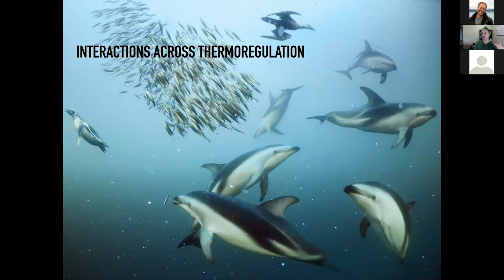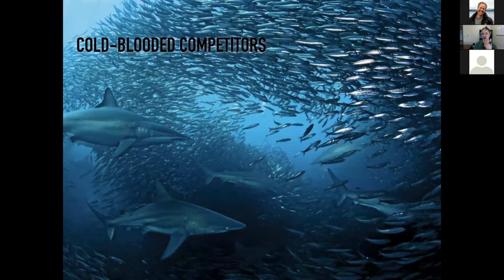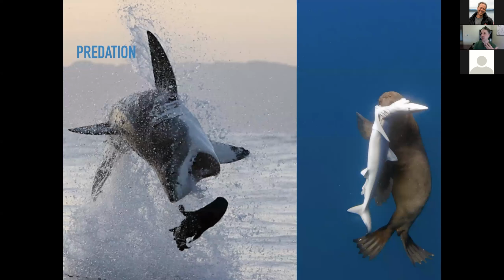You have a lot of endotherms that have invaded the sea, penguins and puffins and cetaceans and seals and sea lions. And they're almost all eating cold-blooded fish and squid. So there's a lot of cross-thermoregulatory interactions. There's competition between these groups. And there's predation even among potential competitors, depending on their life stage. So there's a lot of antagonistic interactions.